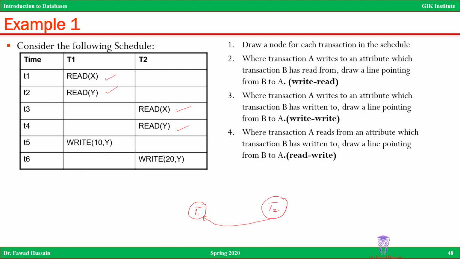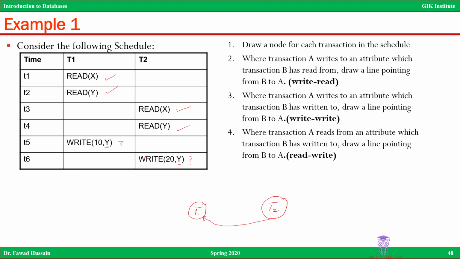And then we have T2 write on Y. So the data set is the same. We said that if the data sets are different, we don't care. But in this case, the data set is the same. We are writing on Y. So we have write after write. This was write after a read. And now we have a write after a write. So this one was a problem. And this one is also a problem.